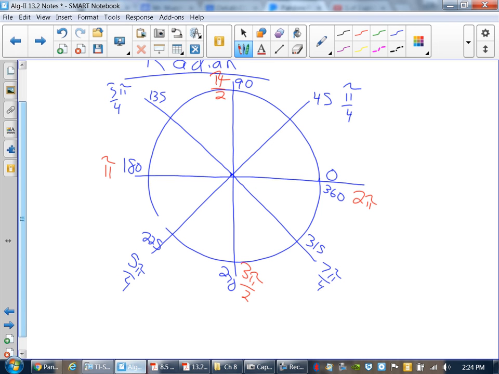Now, you guys have already had special right triangles that dealt with 45s and 90s. What's the other special right triangle that we have not discussed yet? 30-60. Now, what's the relationship of 30 degrees to 90 degrees? 1/3. It's a third of it, isn't it?